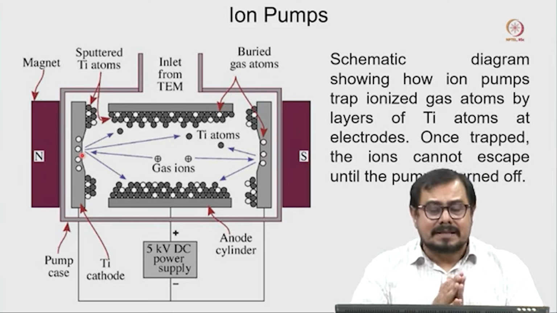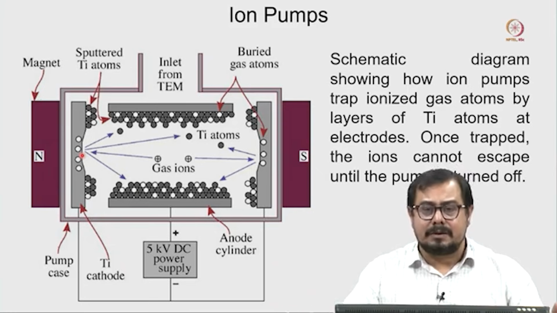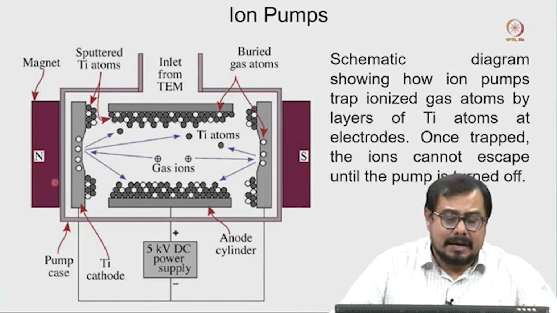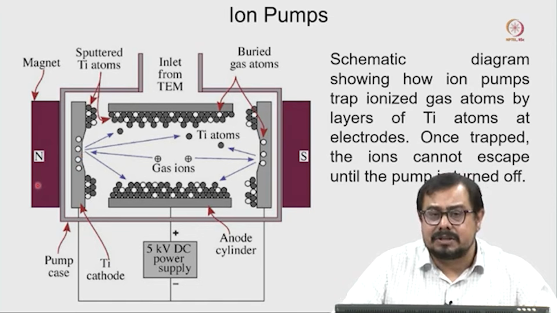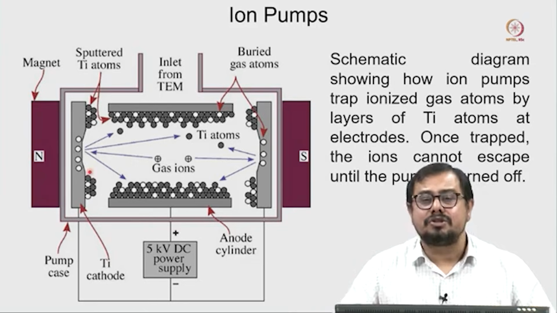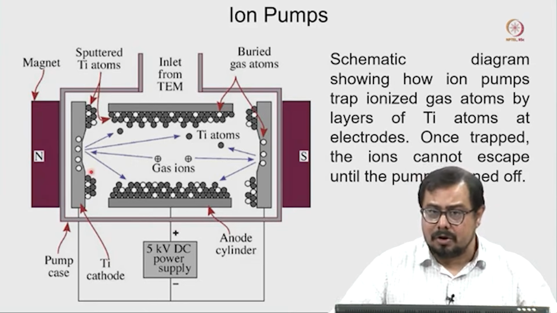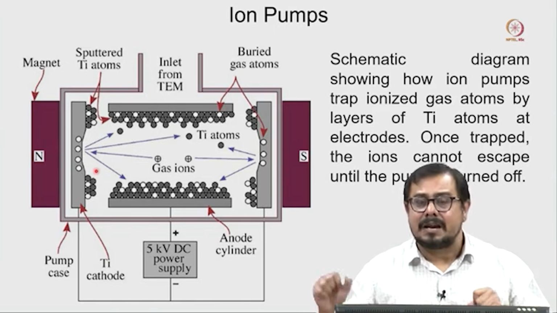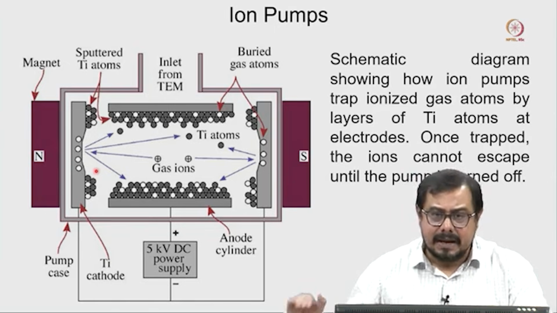Now, if we started this ion pump at normal atmospheric pressure, there would be so much gas that it would be ionized and interact with the titanium ions, and those titanium ions would be completely exhausted by those gas molecules. So, that is one of the reasons we cannot start the ion pump at the beginning.